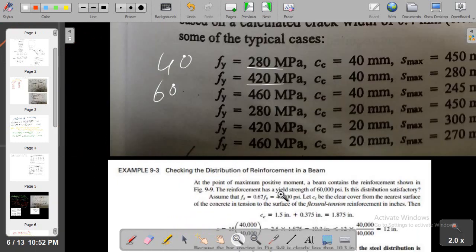Let's see this example. Checking the distribution of reinforcement in a beam. At the point of maximum positive moment, a beam contains the reinforcement shown in the figure. The reinforcement has a yield strength of 60,000 psi. Is this distribution satisfactory?